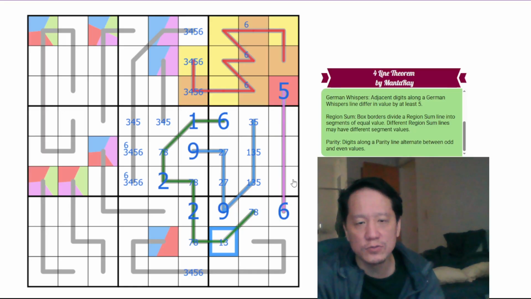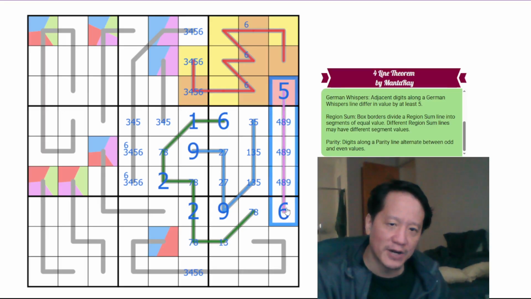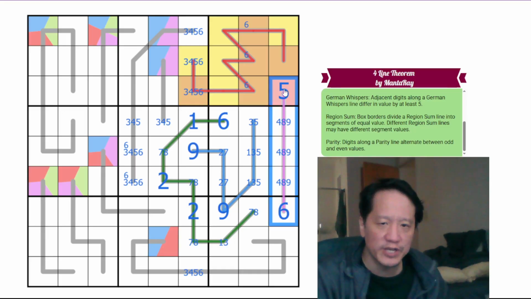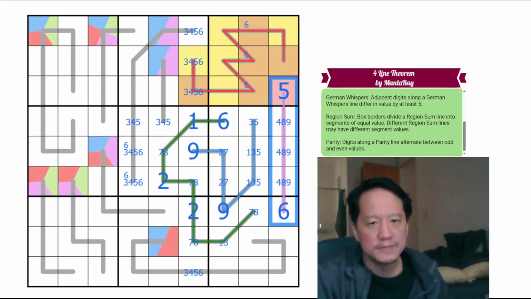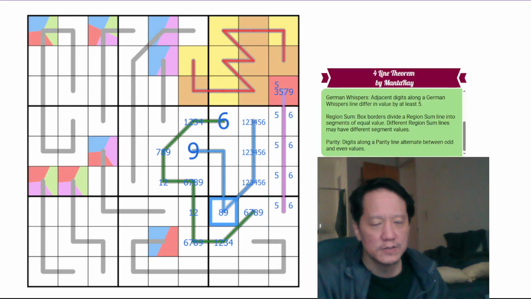So this can't be 2. This would have to be 8, 9, and 4, which is not going to be possible on a Renban line for 5 in length, right? It's 4 through 8 or 5 through 9. Okay. So therefore, this can't be 6. I guess that was probably the interesting part, right?